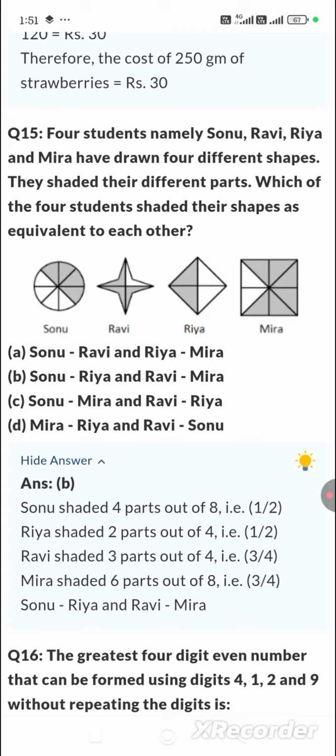Riya shaded 2 parts out of 4, that is 1 by 2. Rabi shaded 3 parts out of 4, that is 3 by 4. Meera shaded 6 parts out of 8, that is 3 by 4. Sonu, Riya and Rabi, Meera is the correct answer.